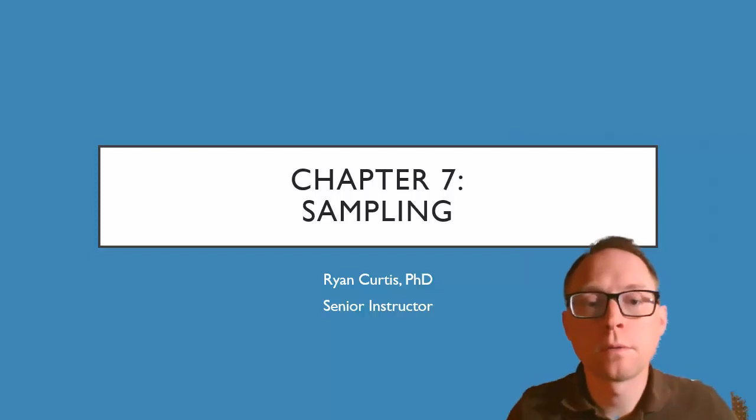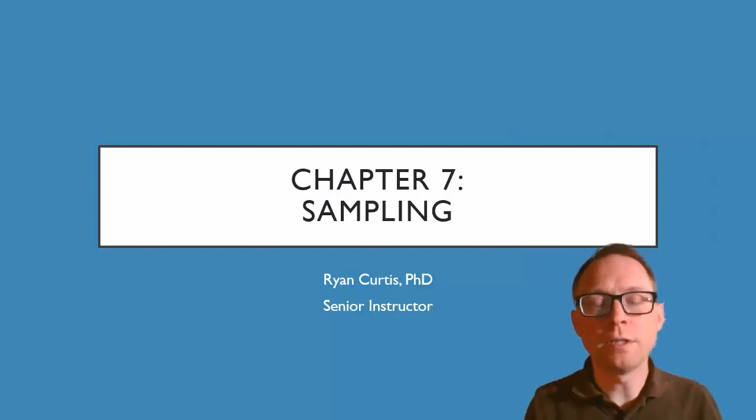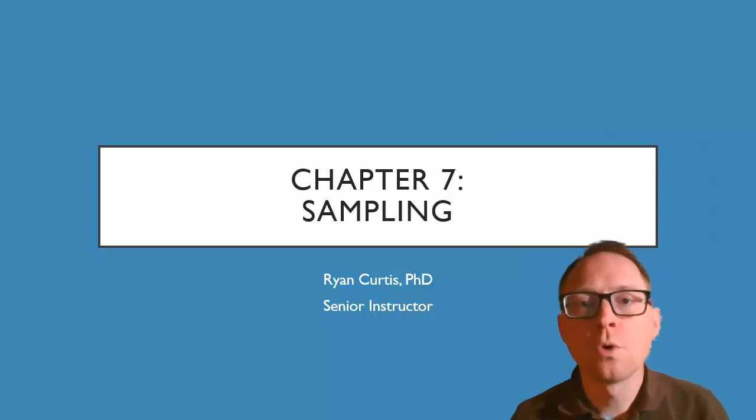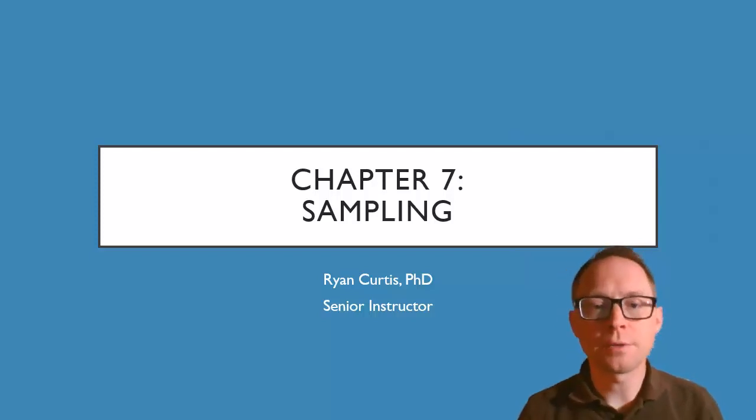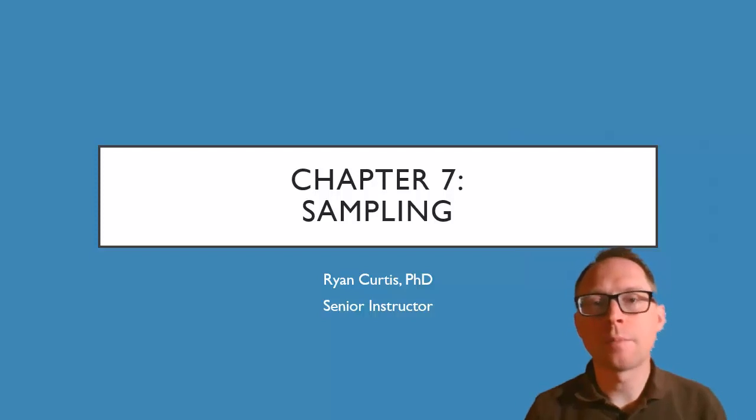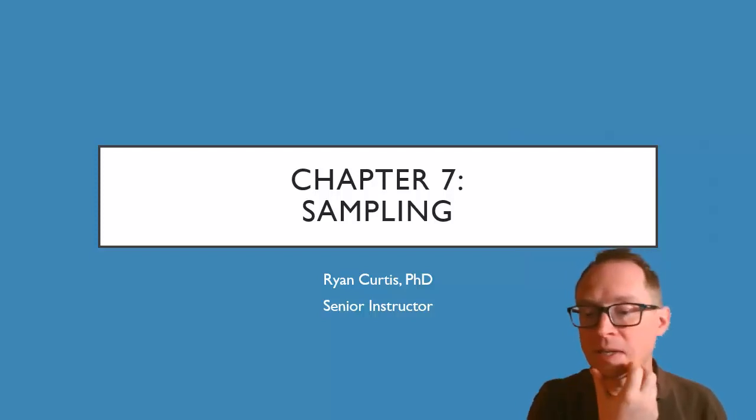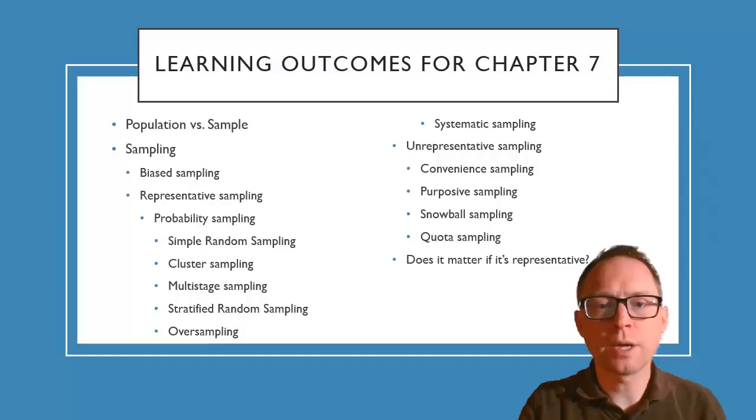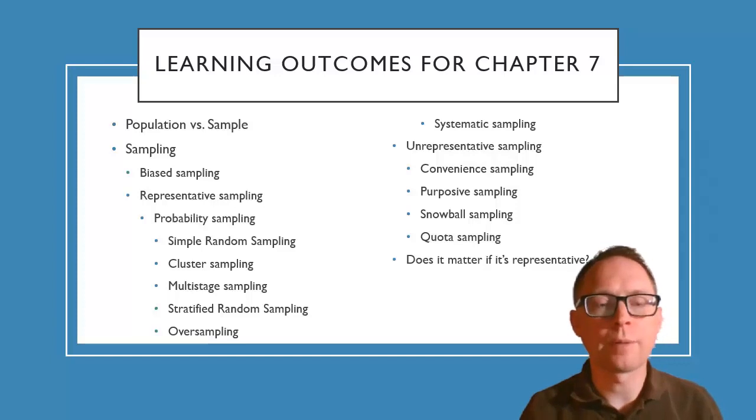Okay, welcome to Chapter 7, which is the sampling chapter. This is Chapter 7, Part 1. We're going to go through the basics of sampling today. Specifically, we're going to talk about probability sampling today and get to biased sampling in the next part. So let's go ahead and skip that one and look at what we're talking about today.